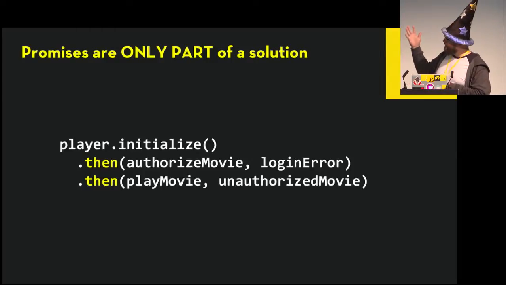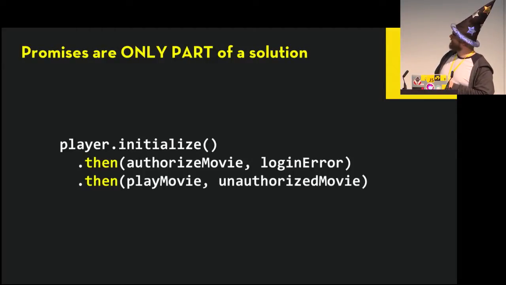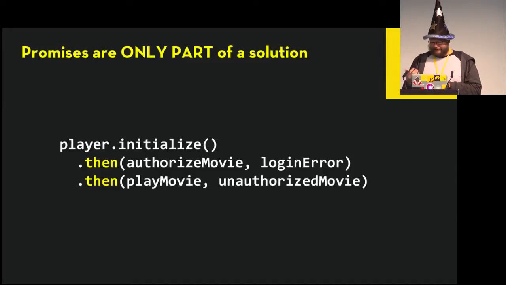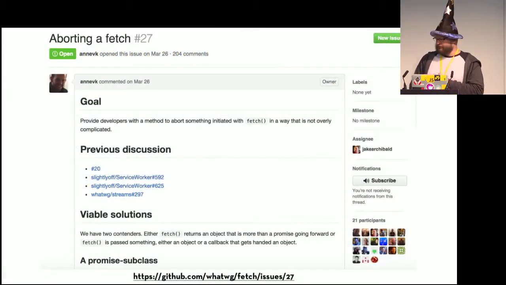So you can do the callback hell kind of style here by initializing the movie, authorizing it, saying there's a login error, play the movie, and unauthorized. But there are a number of things right now with promises that aren't exactly promising.